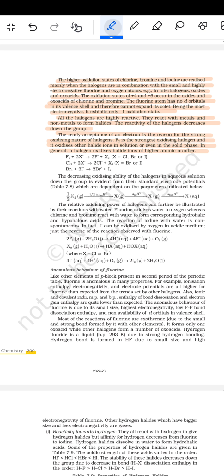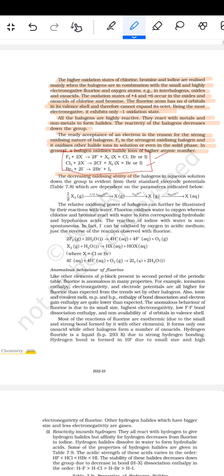जैसे F2 + 2X⁻ → 2F⁻ + X2, जहाँ पर X2 जो है क्लोरीन, ब्रोमीन और आयोडीन हो सकता है. फिर Cl2 + 2X⁻ → 2Cl⁻ + X2, जहाँ पर ब्रोमीन और आयोडीन होगा. और फिर Br2 + 2I⁻ → 2Br⁻ + I2 हो जाएगा. ये इसका रिएक्शन होता है.